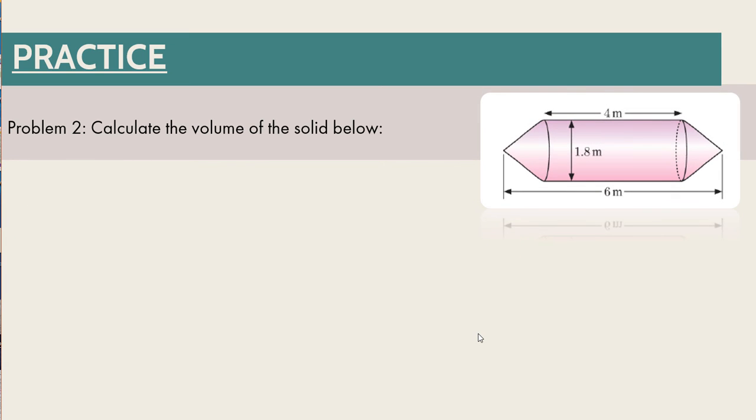Now problem number 3. Calculate the volume of the solid below. Again, we have a weird shape. It is like our pencil, a two-end pencil, and it has two cones at its ends, and in the middle we have a cylinder. We have some measures on this diagram.